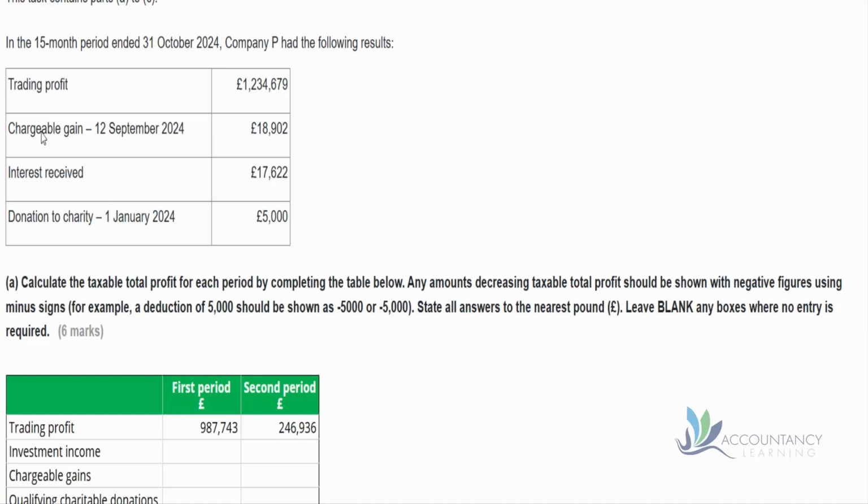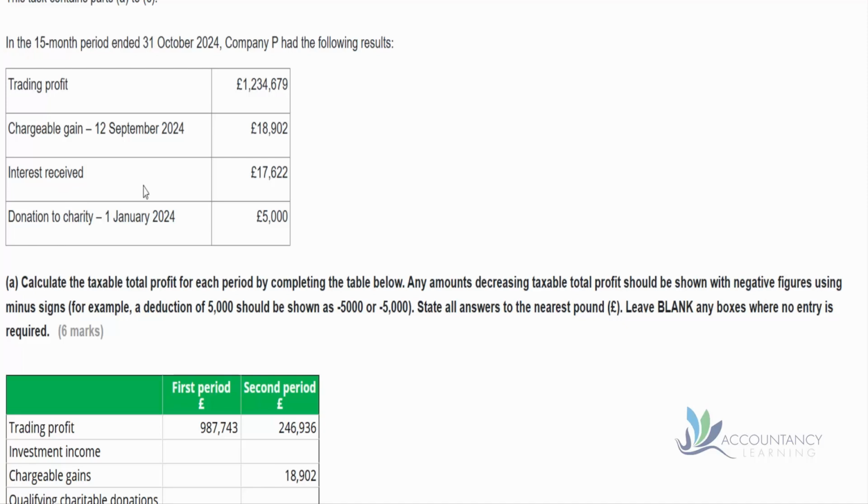Okay. Next then, we've got a chargeable gain on the 12th of September. Chargeable gains need to be recognised in the relevant period. That's just before the end of the year, isn't it? End of the 15-month period. So the 12th of September fits into the second period. So we need to put all of that into the second period. So we've got 18,902 in the second period.